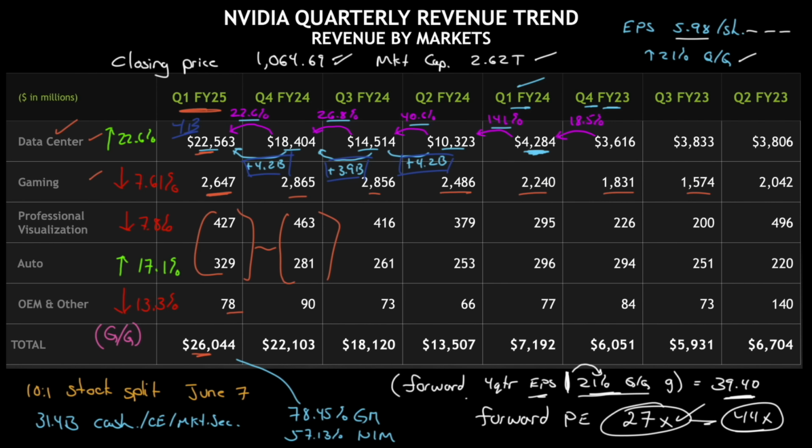10-for-1 stock split coming on June 7th. Sitting on their balance sheet, they have $31.4 billion in cash equivalents and marketable securities. Not a lot, considering a market cap of $2.62 trillion. That doesn't even make a dent. If you spent it all in buybacks, you wouldn't even make a dent in that, probably not worth it. Gross margins, look at that, 78.45% gross margins. That's huge. Net income margin, 57.13.